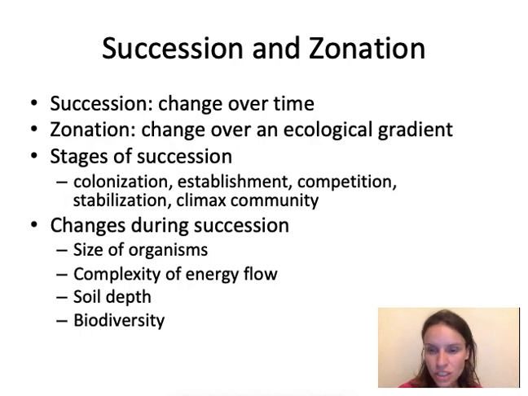So, succession in an ecosystem is how that ecosystem changes over time. Zonation is how an ecosystem changes over an ecological gradient. And that's just a basic definition that you should know. A lot of times, the IB exams for environmental systems and societies will go a little bit in depth on some part of succession. So you should be familiar with the stages of succession.